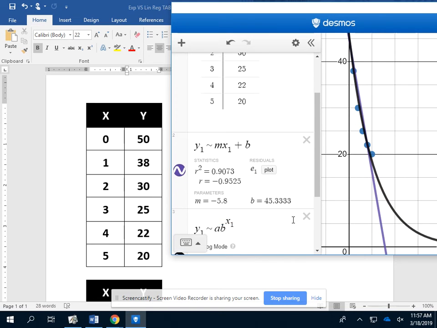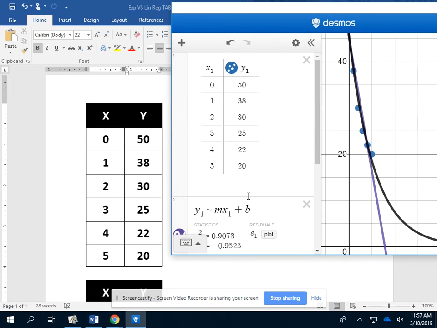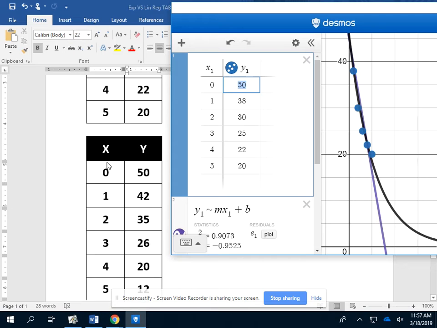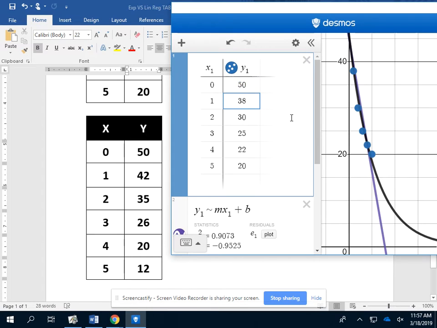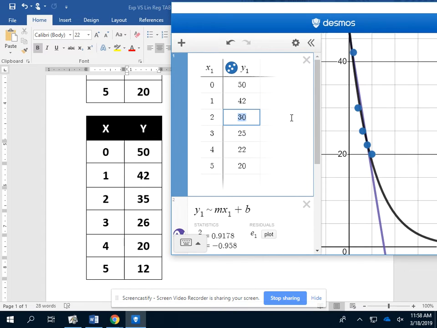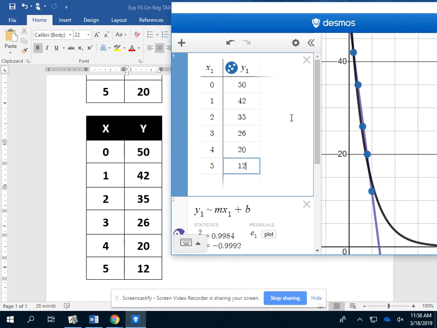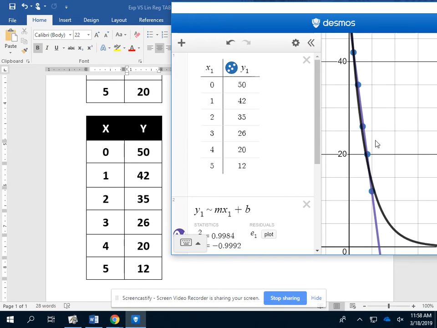Let's try it one more time for a new set of data points. I'm actually going to leave these here because those are going to be our same things, but let's change our data. I'm going to create a new table here, almost the same, but all of these, we're going to change. So 50 stayed the same, but this is now 42. The 30 is now 35. The 25 is now 26. The 22 is now 20. And the last one is now 12. So you can tell me what you think.